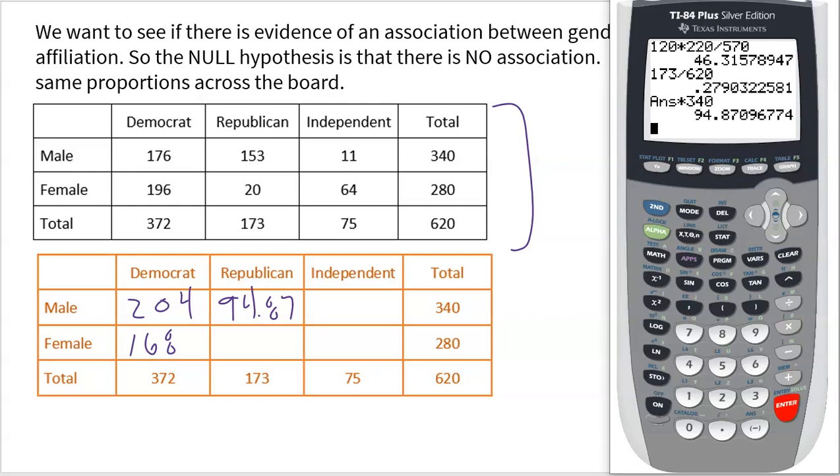And the same thing with the females. Now again, you could do the total first, then multiply by the total males and females, or you could follow the formula. So let's just do the 173 is the column, 173 times the row, 280, divided by 620. So this is really the same thing. The 173 out of 620, that's the 28-ish% of people that are Republicans, and then I'm multiplying it by the 280 to get the females. That should be 78.13.